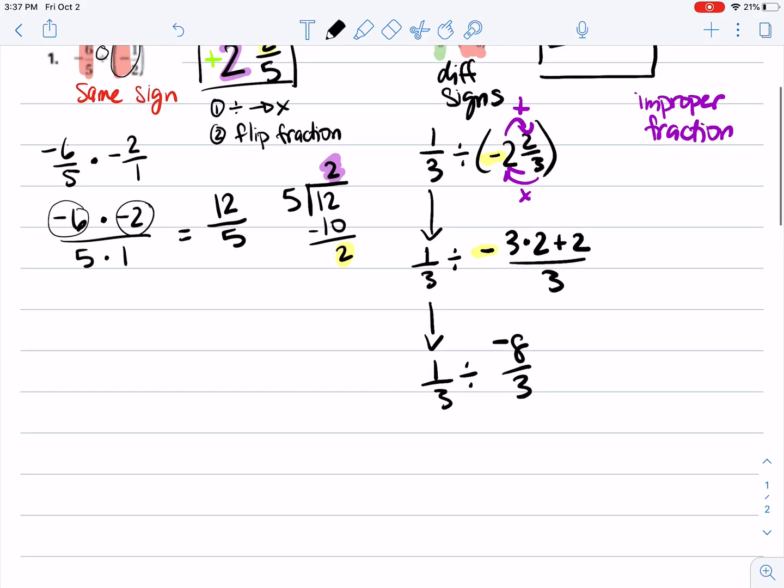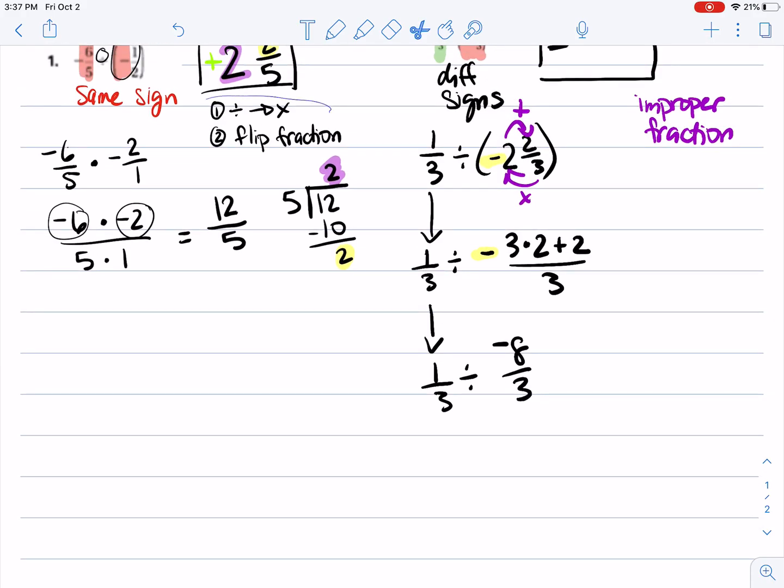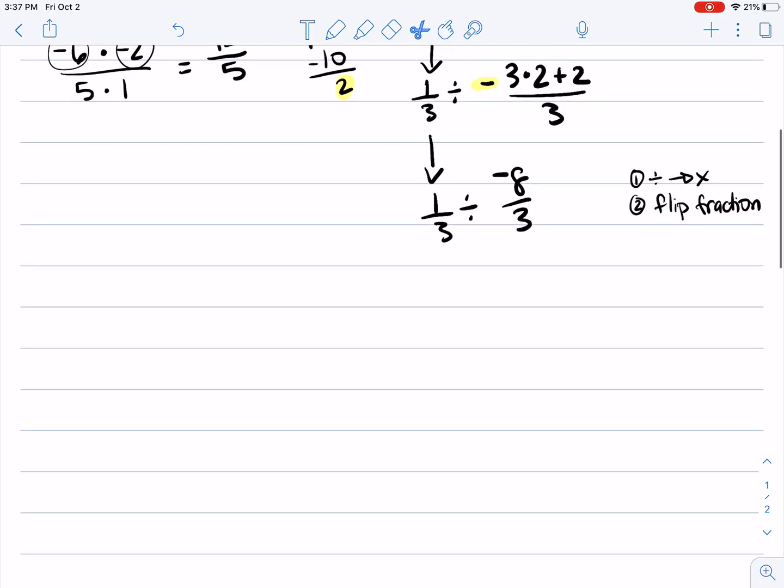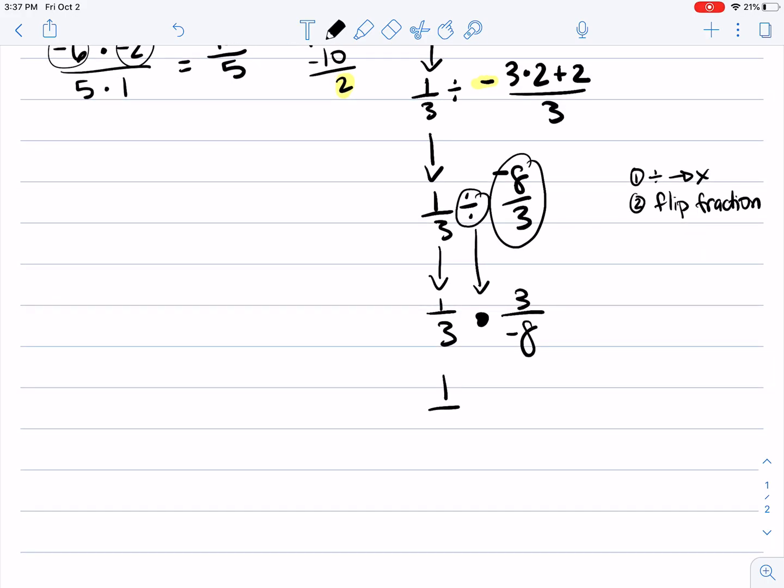And we're dividing, so just like we did last time, we're going to follow these 2 steps: change our division to multiplication and flip our fraction. So I'm going to do that. We take this division, we change it to multiplication. This stays the same. We flip this, so we get 3 over -8, and then we're going to multiply. So this turns into 1 times 3 over 3 times -8, and that gives me 3 over -24.